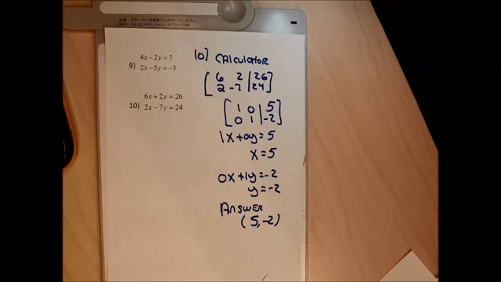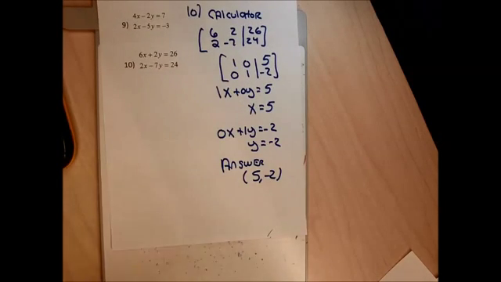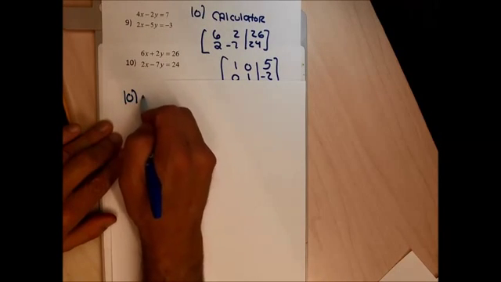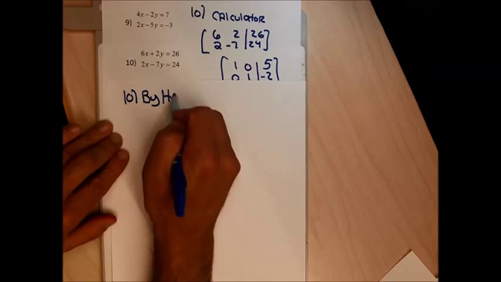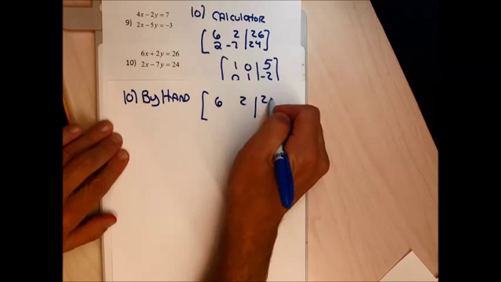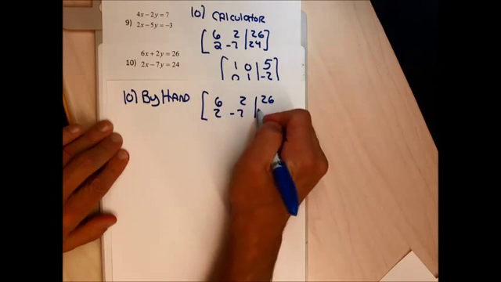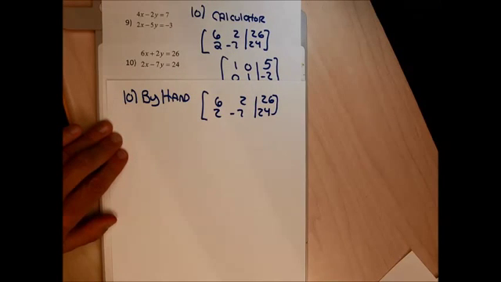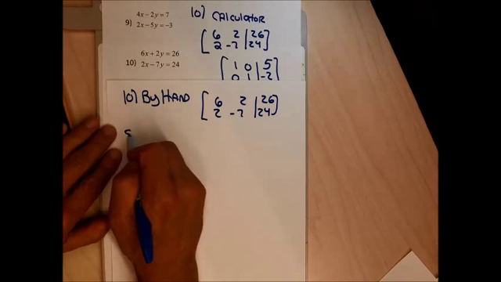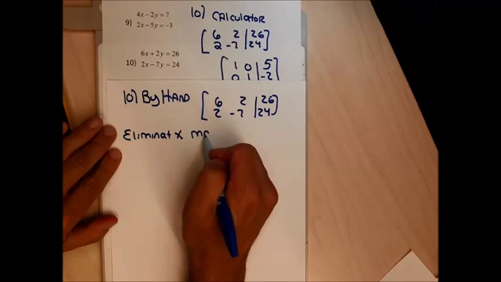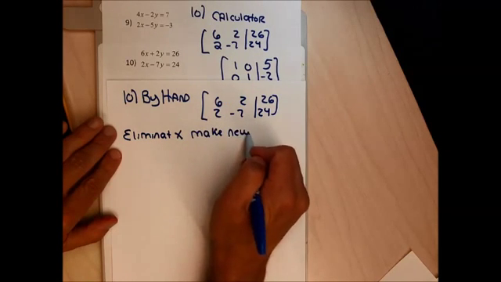All right, so now by hand. By hand, it's not so hard. It's tedious, but it's just the elimination method. So 10 by hand. My first matrix is 6, 2, 26, 2, negative 7, 24. I could divide everything in that row by 2, but I'll pretend I didn't notice that because that doesn't happen that often. So I'm going to eliminate the x and make a new bottom row.